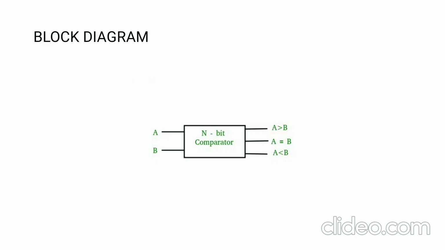So this is the block diagram of a magnitude comparator. As we discussed earlier, it accepts two inputs. It is going to compare the two binary numbers A and B, and it will produce whether A is greater than B, A equal to B, or A less than B as output.